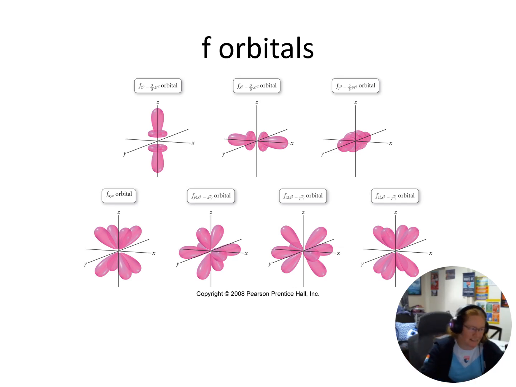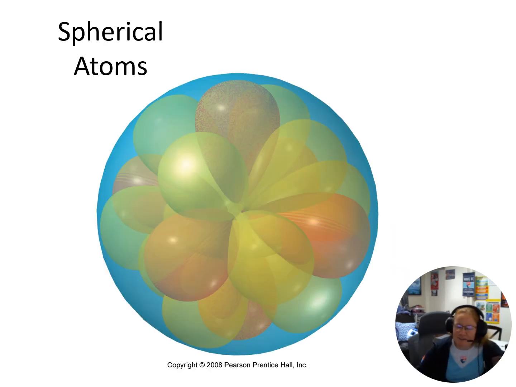They are pretty crazy. And then when I superimpose everything, that's when we get that picture that we are used to seeing of a spherical shape for our atoms. Okay? So this is how our quantum numbers are corresponding to our different orbitals.